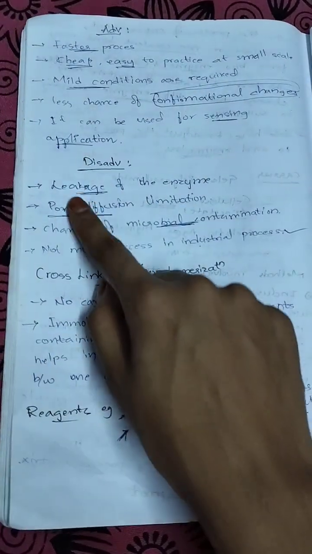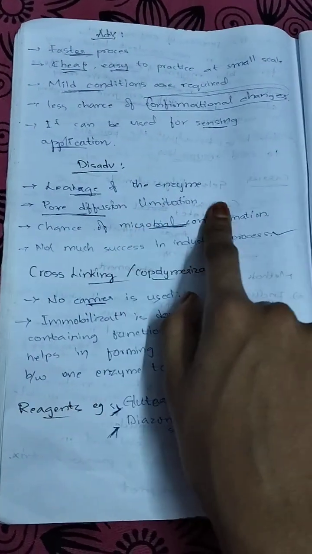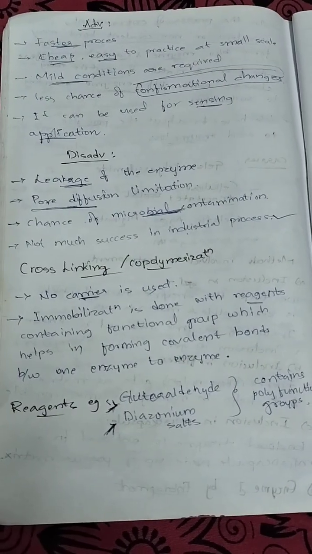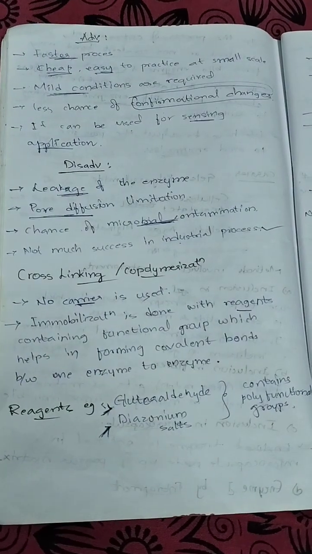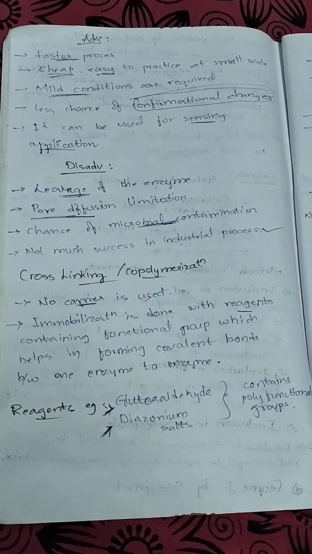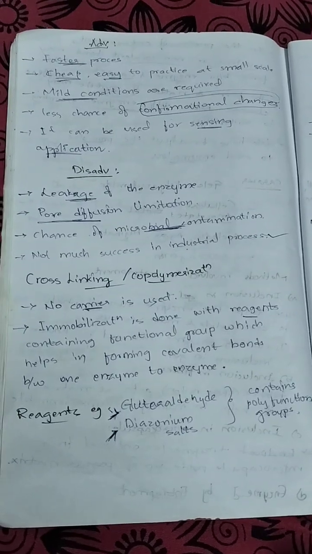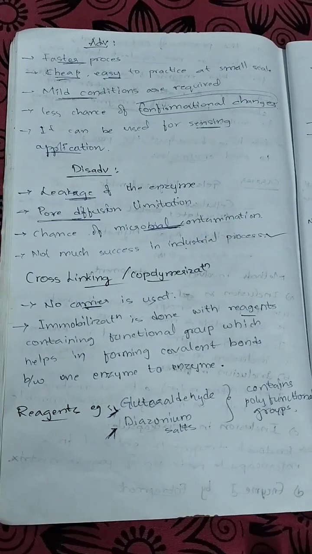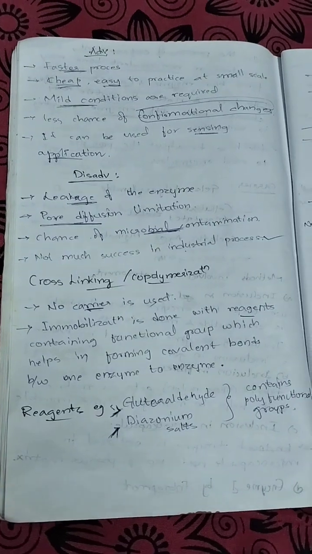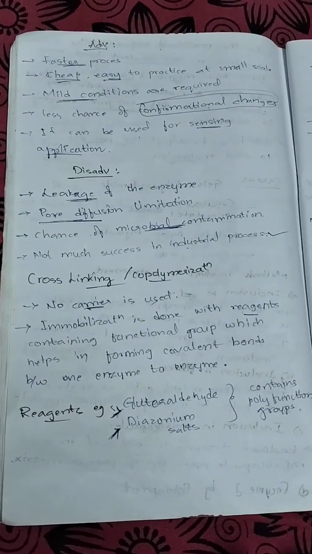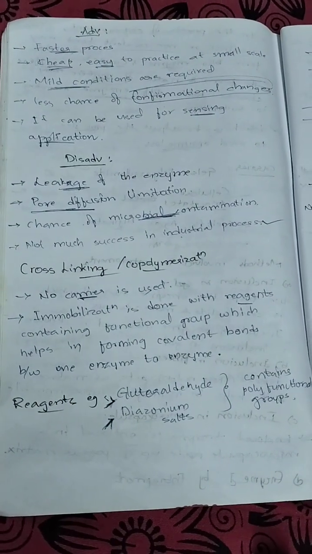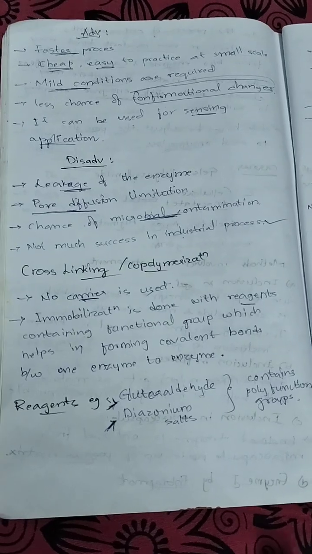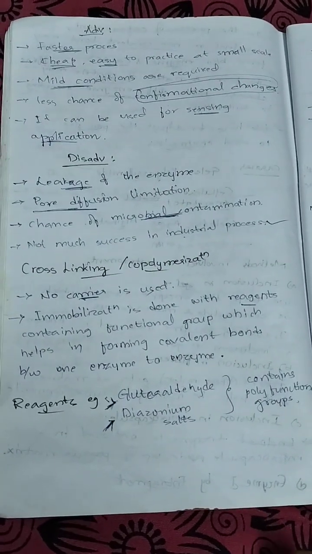Next is disadvantages. Leakage may happen. Pore diffusion limitation is there. Microbial contamination may happen, and success in industrial processes is not there. So the advantages are faster, cheap, easy, conformation change does not happen, and used for sensing applications. Disadvantages are leakage, pore diffusion limitation, microbial contamination, and not much success in industrial processes.